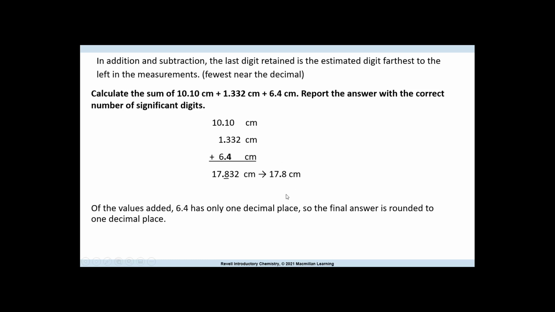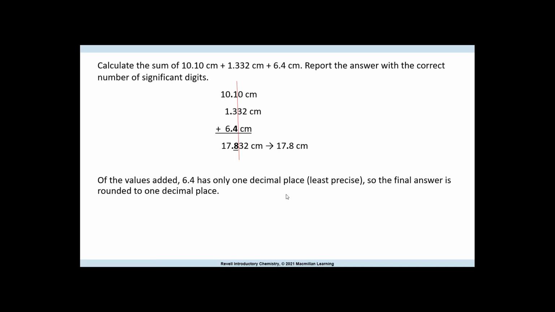And always bring down your units. If you can't do that visually, draw a line. Put a line and then understand what's on this side and what's being let go of on this side.